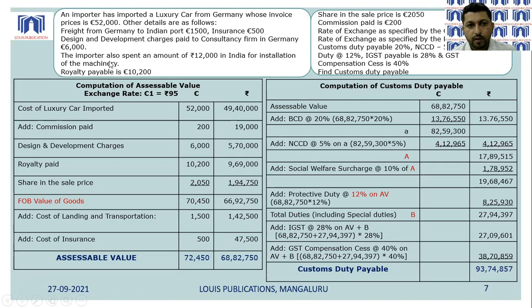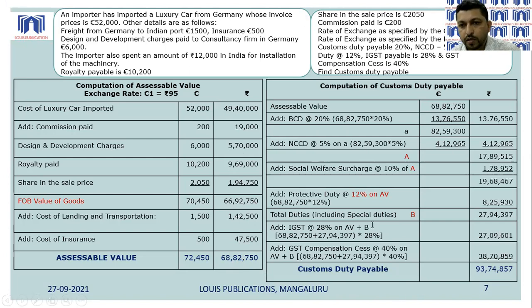Then transportation, freight is given. Freight is mentioned from Germany to Indian port, 1,500 euros. Mode of transport is not mentioned, so assume it is sea. So we take as it is the value given. 1,500 is given, multiplied by 75 in rupees conversion. Then cost of insurance is also given, 500 euros. So 47,500 will be the value. So when you total these numbers, FOB, cost of landing and transportation, and cost of insurance, we arrive at the assessable value. When it comes to computation of customs duty, these both columns are in rupees.